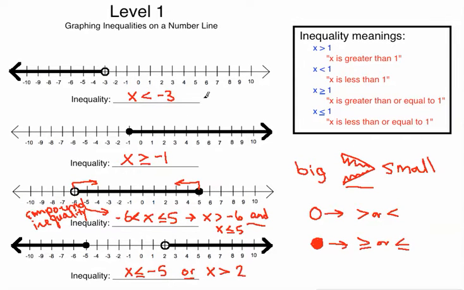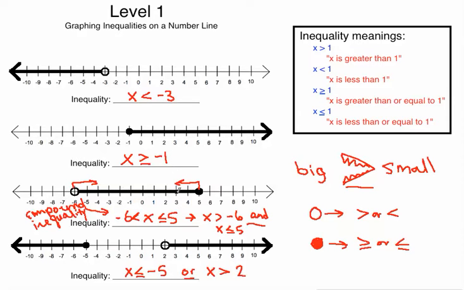Our most basic types are the first two, and you just have to be careful of the open and closed circles. Open means there's no or equal to, there's no line underneath the inequality sign. If it's closed, there's going to be a line under. And then you just have to be really careful about the direction of the sign. Otherwise, that's it for level 1.